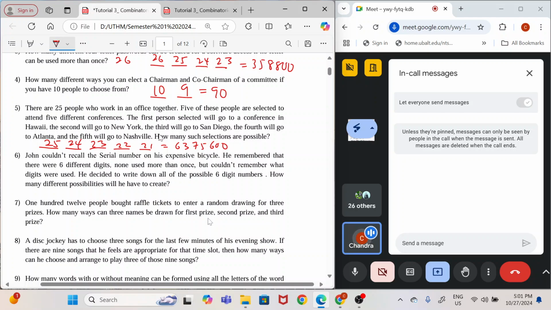Number 6, we need to create a serial number. How many digits? 6 digits. How many numbers are there? 0 to 9. How many numbers? 10. So the first number can be any one of the 10 numbers. The second one can be any one of the 9, 8, 7, 6 and 5. If you calculate this, you will get 151200.